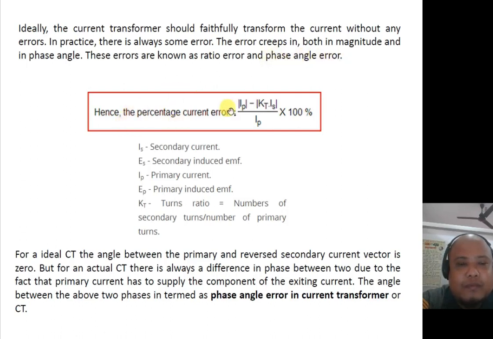The percentage current error, or the ratio error, can be calculated using this formula, where IS is the secondary current, ES is the secondary induced voltage, IP is the primary current, EP is the primary induced EMF, and KT is the turn ratio, which is equal to the number of turns on the secondary side divided by the number of turns on the primary side, N2 by N1.